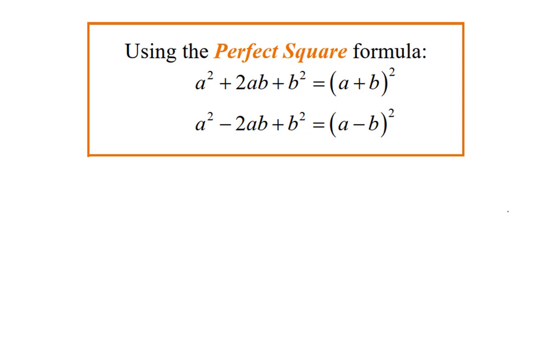And I have the two perfect square formulas here. A squared plus 2ab plus b squared is a plus b all squared. And a squared minus 2ab plus b squared equals a minus b all squared. Now, I do take a little bit of a different approach. I don't try and do it all in one step.